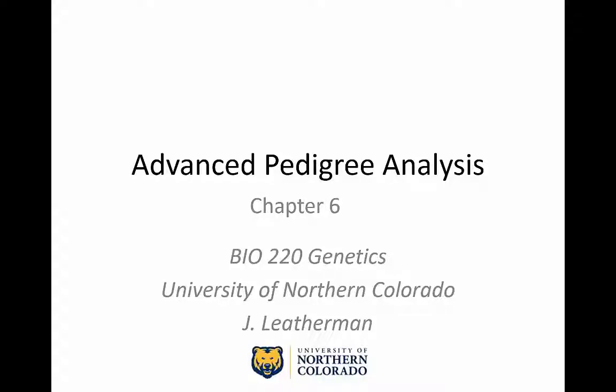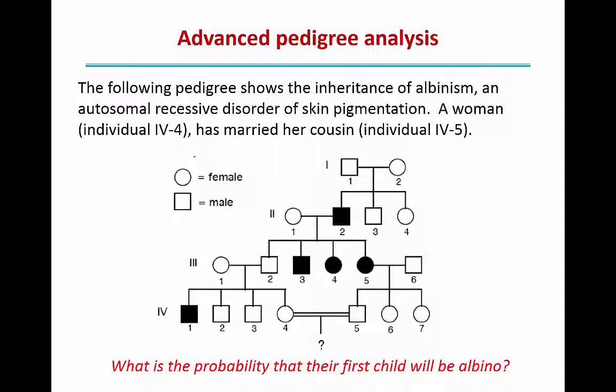This video is what I call advanced pedigree analysis. This is when we have a pedigree where things aren't really straightforward. An example is shown here. Here is a family that has some inbreeding. We have two cousins that have married each other, and albinism, a recessive autosomal disorder, runs in their family.